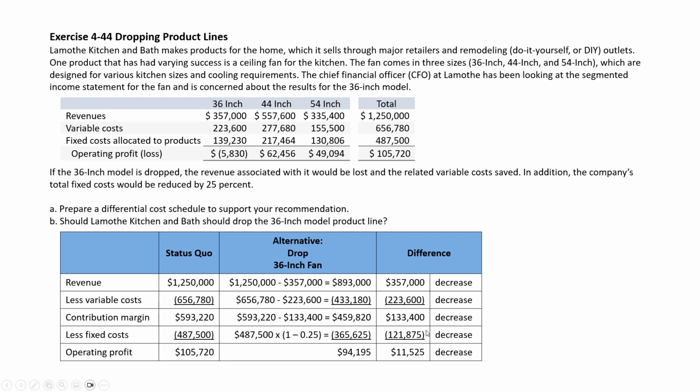The problem is only our fixed costs were only reduced by $121,875. That's all we save in fixed costs. That's less than the contribution margin we lose. So again, our operating profit is going to shrink by $11,525. So you have to make sure you understand the perspective. We're saying profit would go down by $11,525 if we drop the 36-inch fan.